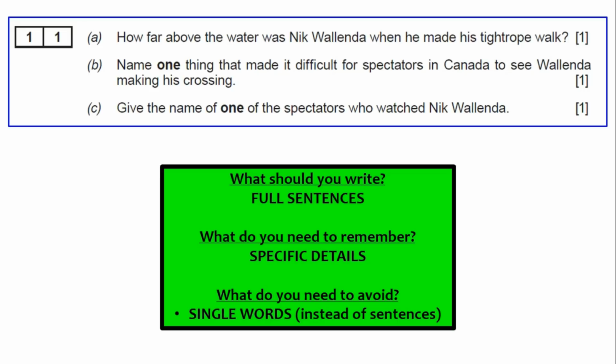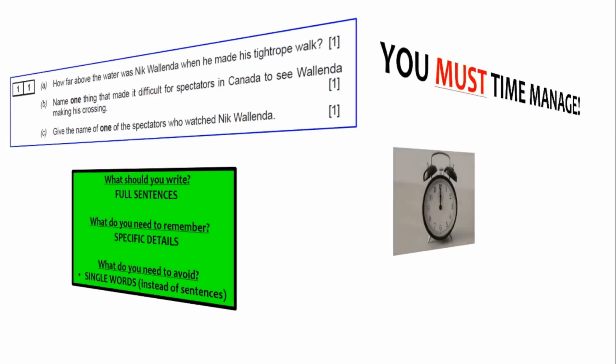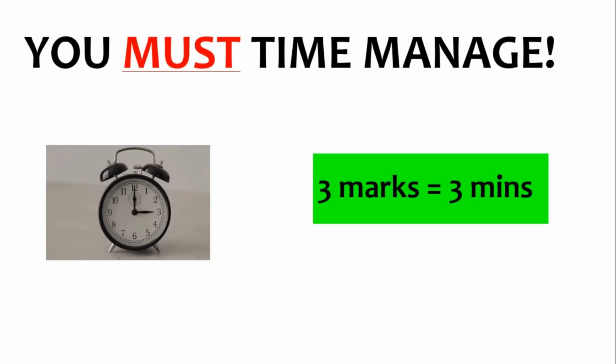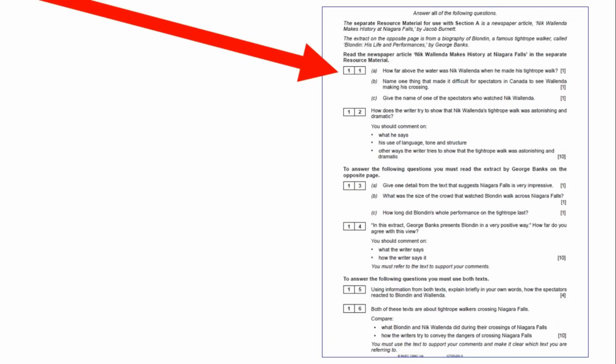You need specific details, and what you want to avoid in this question, even though it's only worth 1 mark and you don't have to write a whole sentence really, is just writing 1 word, because you've got to make sure you cover the answer. Time management for this question: after you read it, you should be looking to spend 3 minutes. Do it as quick as you can really, because you want to get on to the questions worth more marks. So here we are, question 1 right at the top.